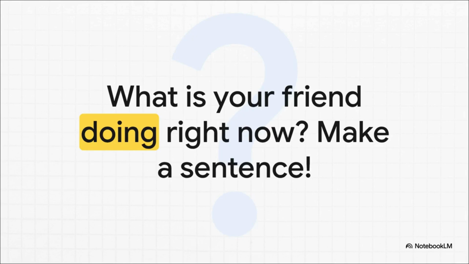Think about a friend or a family member. What are they doing right at this moment? Try to make a sentence using the present continuous. For example, my mother is cooking dinner, or my friend is reading a book. You can do this now. You have the power to describe the world around you as it happens. Keep practicing, and I'll see you next time.